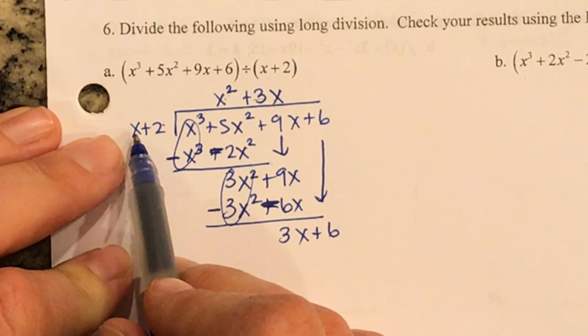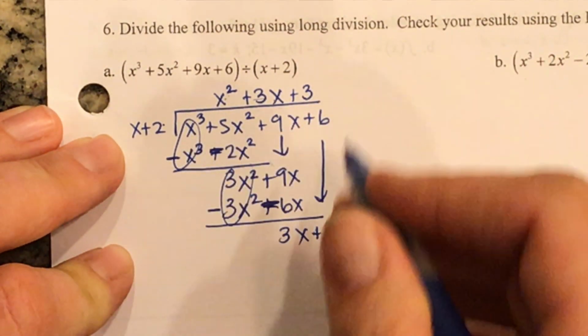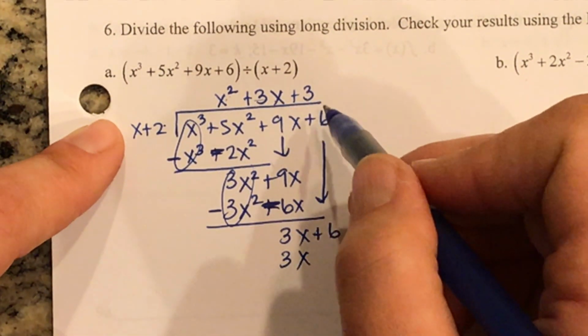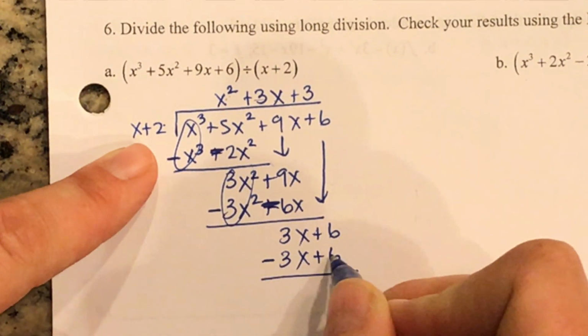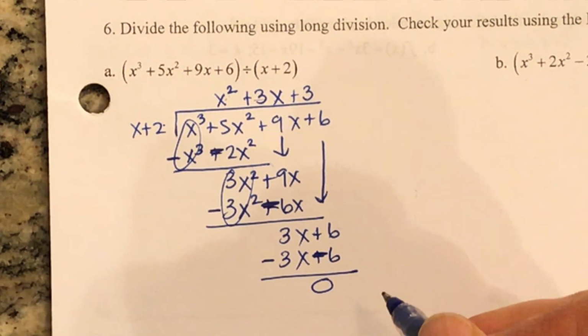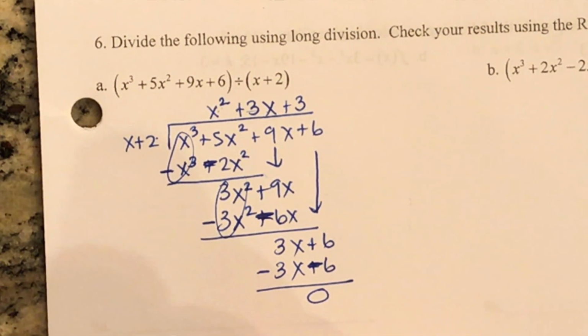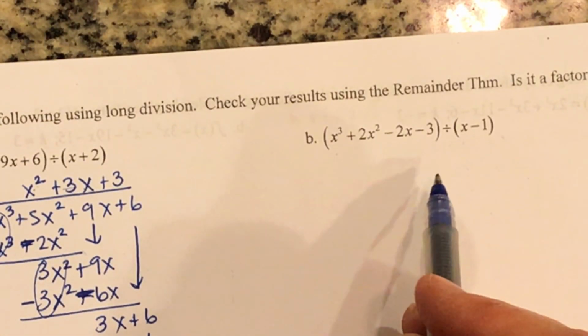Ask yourself, what do you multiply this by to get 3x? And the answer is 3. So if I multiply those, that's going to give me 3x, and then 3 times 2 is 6. Draw a line. When you subtract, it changes the signs, and I get a 0. Okay, so x plus 2 times x squared plus 3x plus 3 equals that original polynomial. Yay! So I did my long division. Now I need to go and answer my other questions.